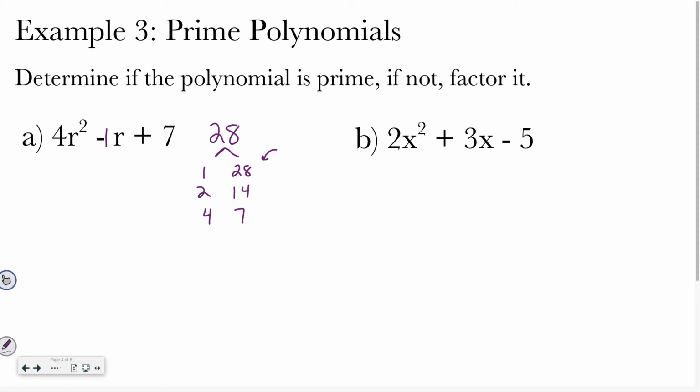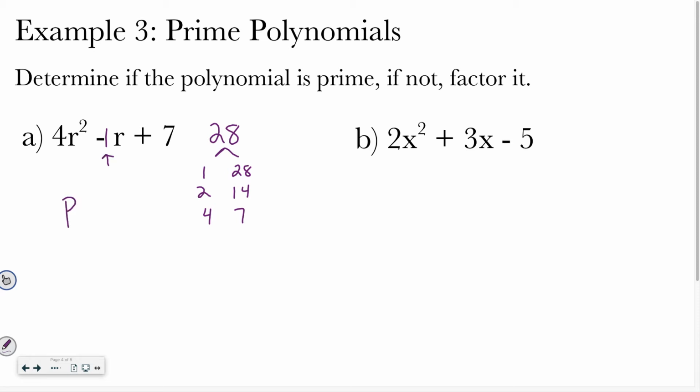That does not match the negative 1 I'm looking for. Or I could have negative 1 minus 28. That's negative 29. Still doesn't match what I'm looking for here. 2 and 14, I would either end up at positive 16 or negative 16. And then 4 and 7, I would either end up at 11 or negative 11. So there's no way for me to get that middle term.